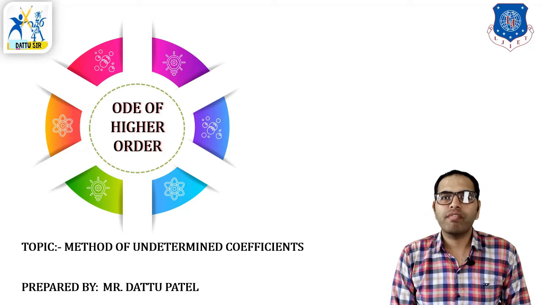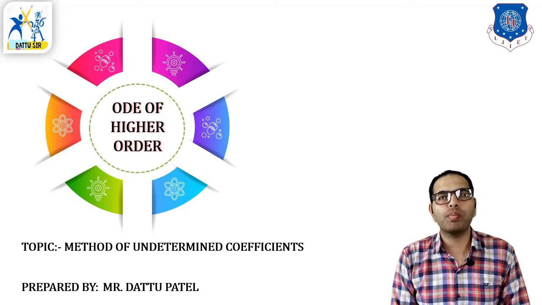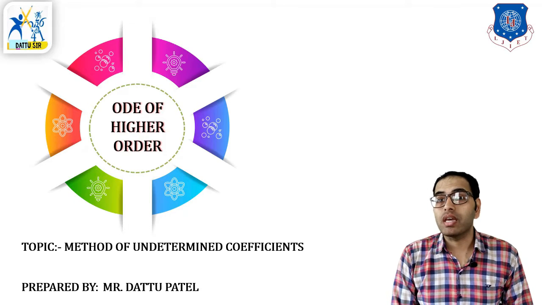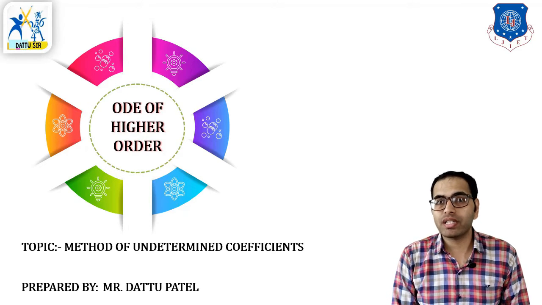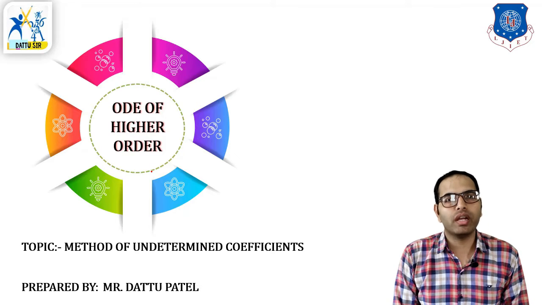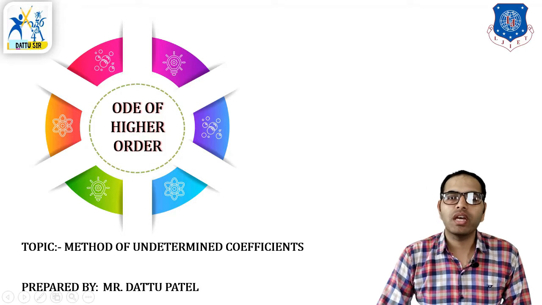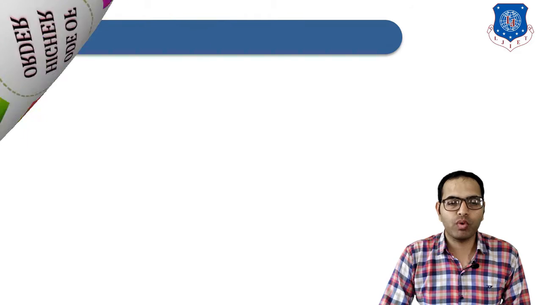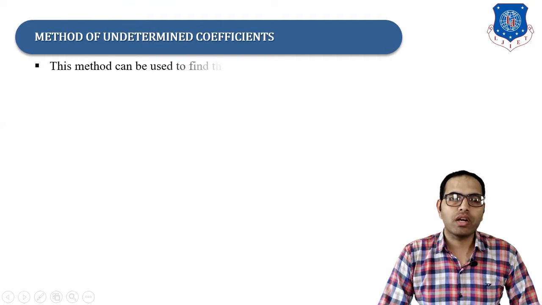Today's session we are going to discuss the method of undetermined coefficients. See, in the earlier session we already discussed the shortcut cases for finding the particular integral. With such a method we can also find the particular integral, and after that we solve for the general solution. Let's move on to the method of undetermined coefficients.